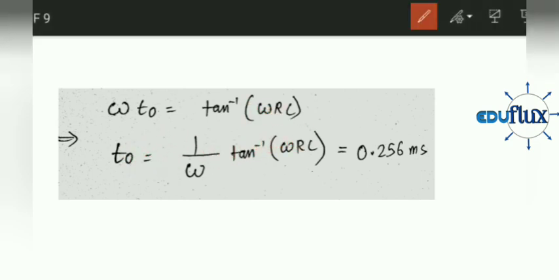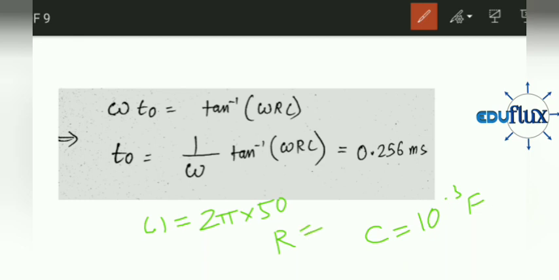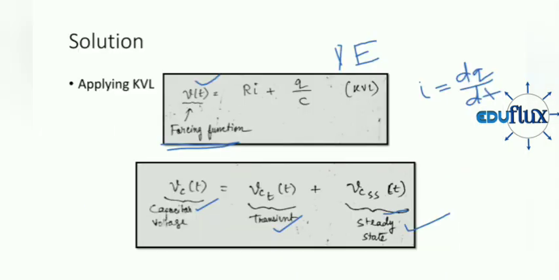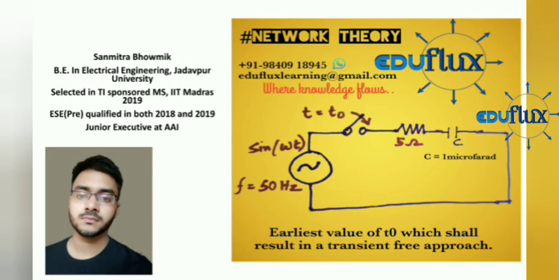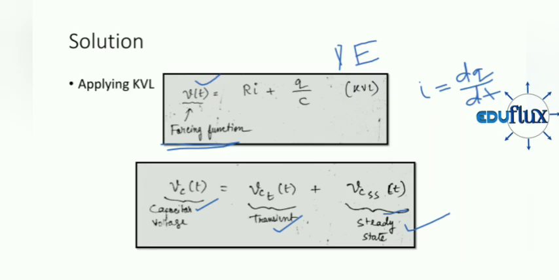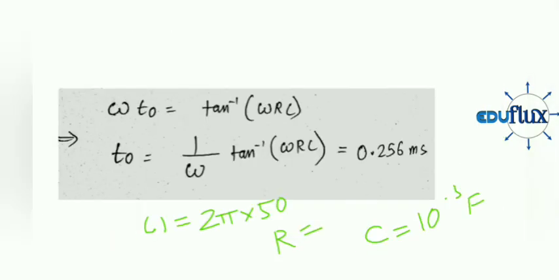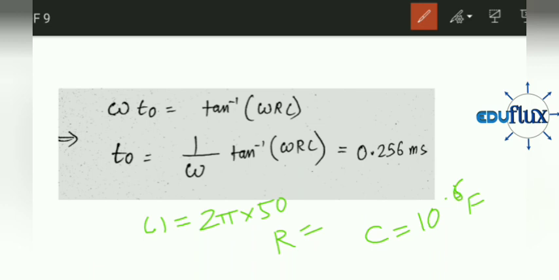Now let's substitute the values. What is omega? Omega is 2 pi into f, so 2 pi into 50, that is 50 hertz. Tan inverse of omega RC, omega we already know. What was R and what was C? C, as far as I remember, it was 1 millifarad. Let me check once. R was 5 ohm and C was 1 microfarad, not millifarad, microfarad. So C is 10 to the power minus 6 and R is 5 ohm. So if we calculate it, we will get 0.256 milliseconds. So that is the answer.